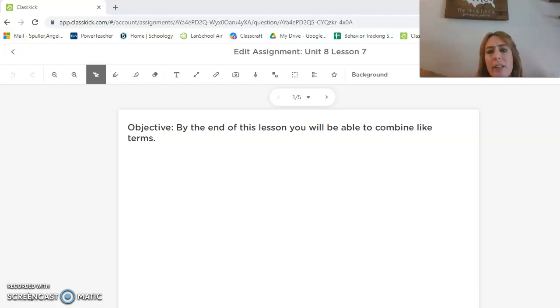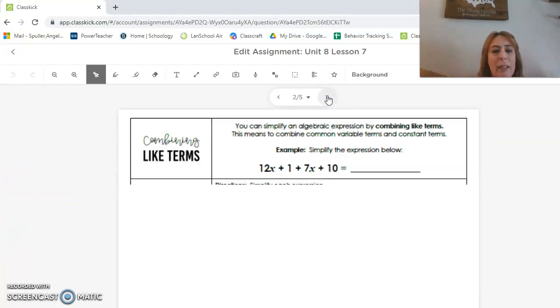By the end of this lesson, you'll be able to combine like terms. All right, so let's get started. First off, combining like terms is just simplifying, it's making it smaller. Now, what can we combine? Well, first off, before we do anything else, I want to talk about the different parts, okay?